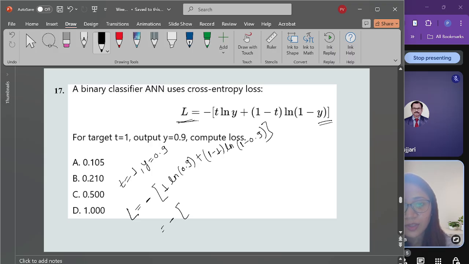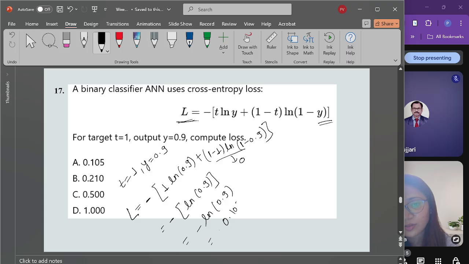Minus, so that will be 0. So the whole function will be 0. So it is left with ln 0.9. So just calculate the value for natural log 0.9. You will get minus 0.105, I think. Yes, 0.10536. So that is equal to 0.105. So if you match, option A is the correct answer for this question.